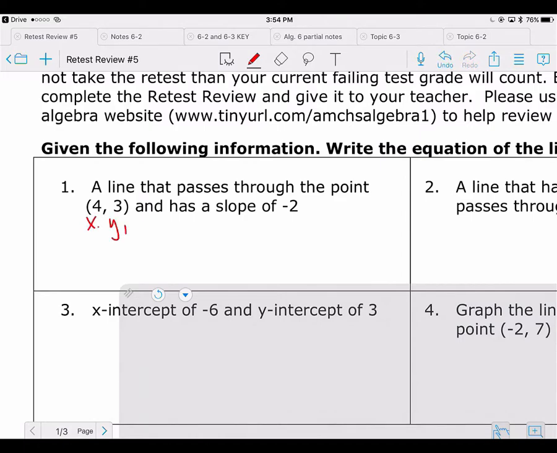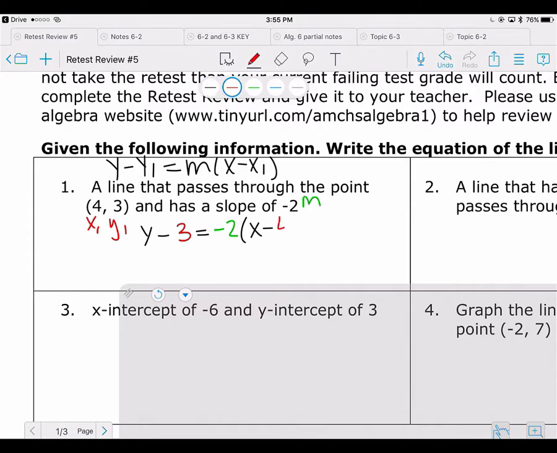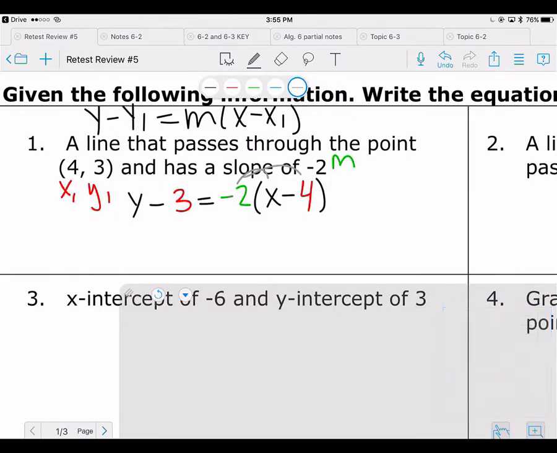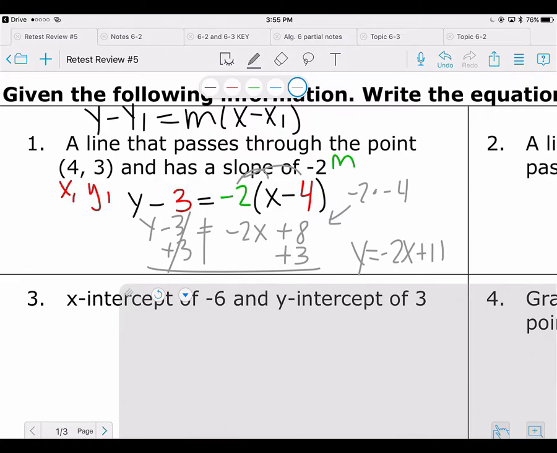So if it goes through a point and we have a slope, then I will use point-slope. So y minus y1 equals my slope times (x minus x1). If they ask me to solve, then I need to distribute: negative 2 times x, negative 2 times negative 4, which is positive 8, and then add 3 to both sides. So y equals negative 2x plus 11.